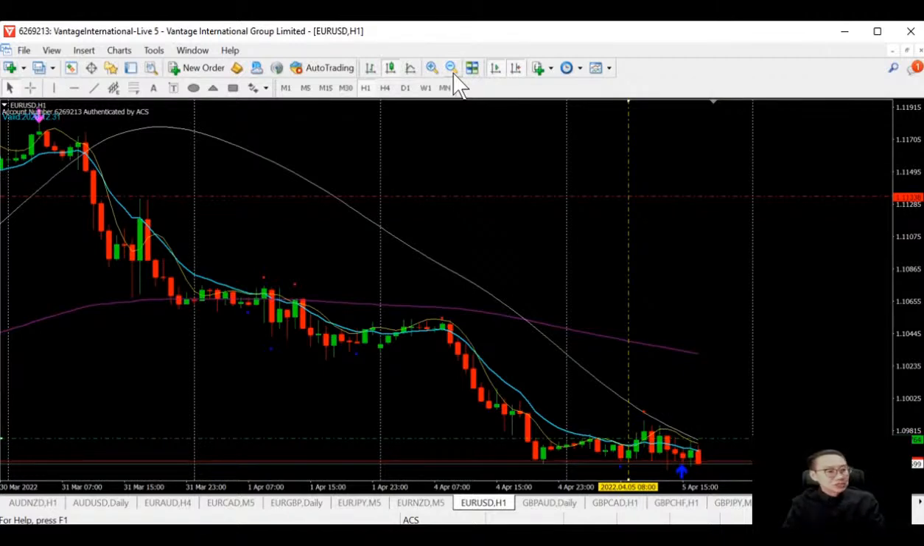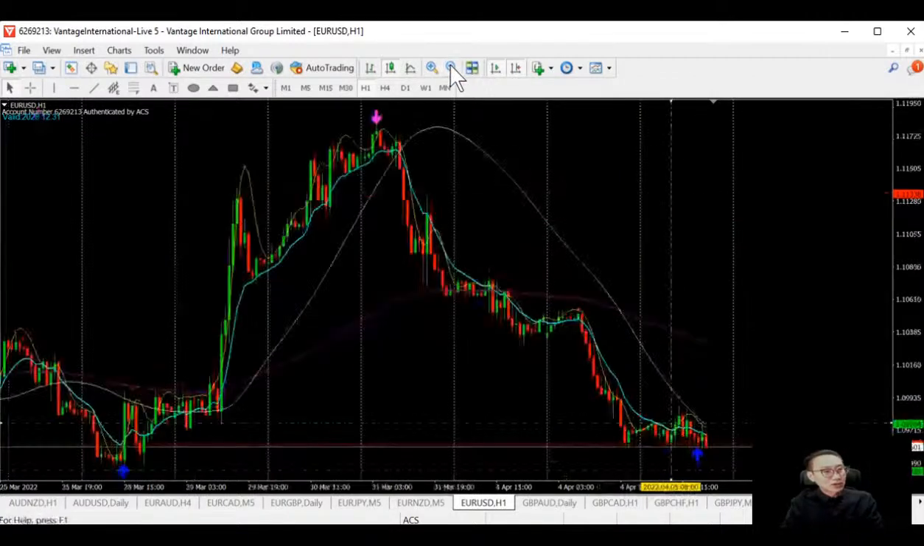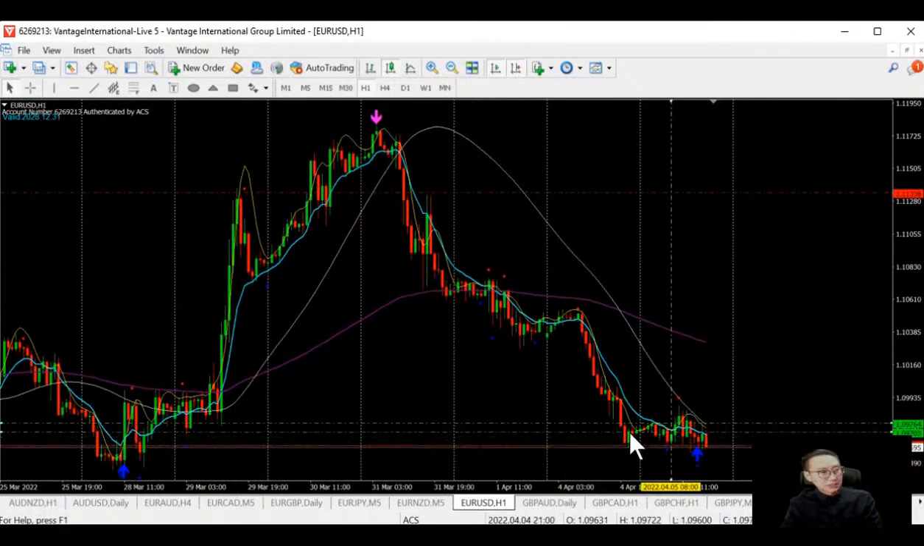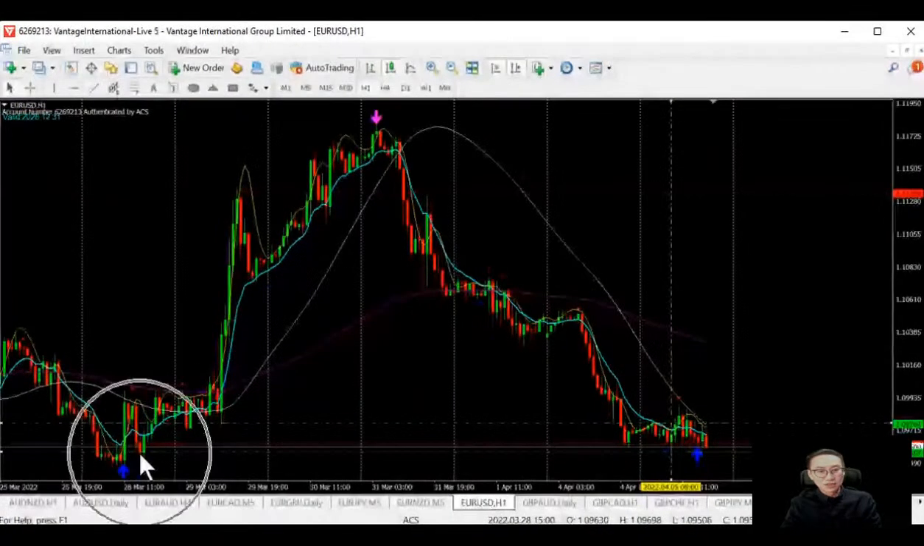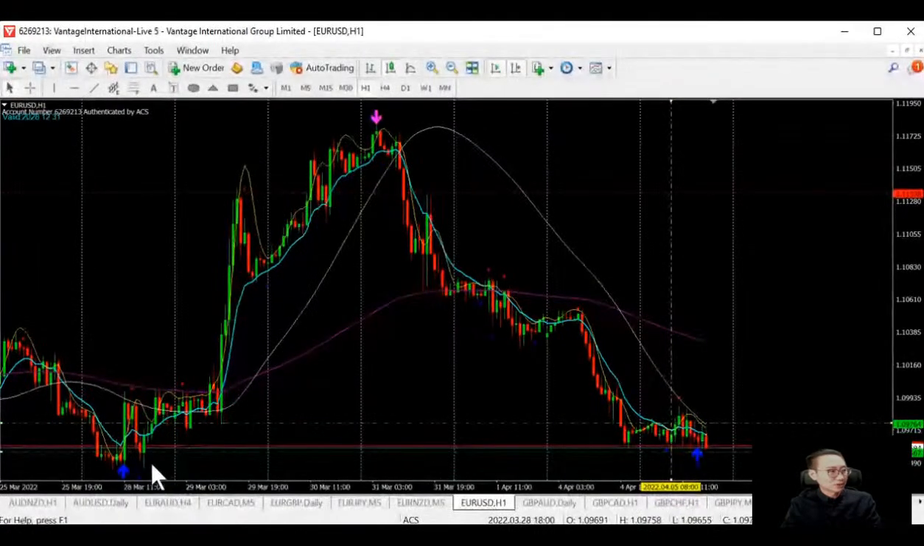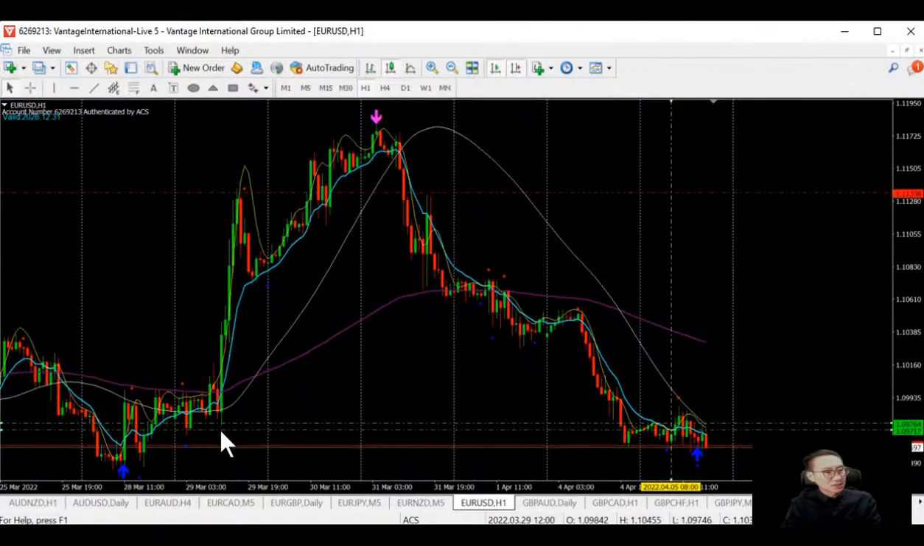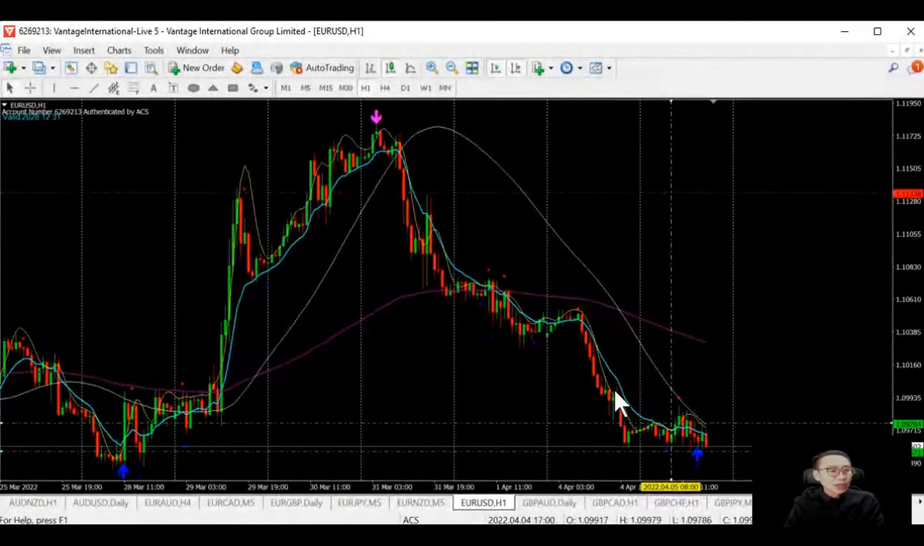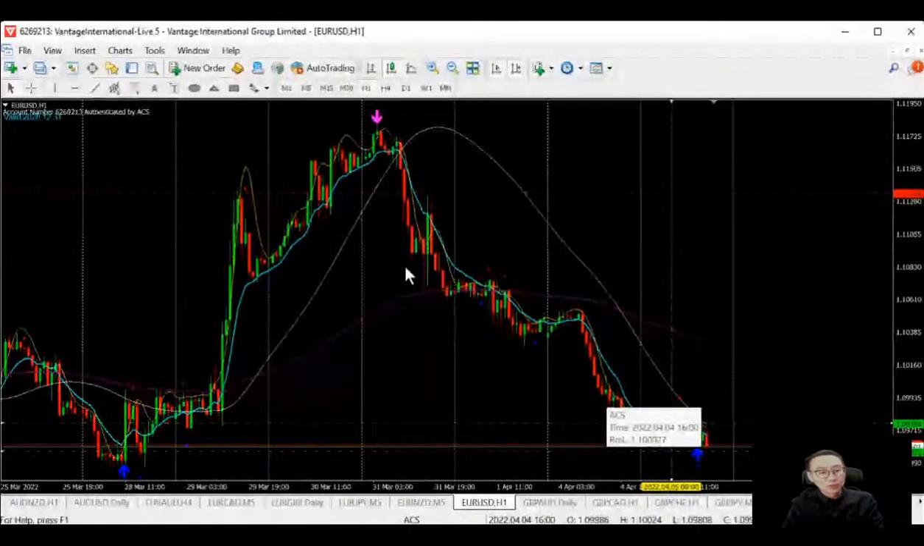Can you see in H1 over here? It's hitting on the support level. There's a support level over here, then a higher support over here, then another higher support over here. Using this in H1 will be the point I use to see whether it is breaking or not breaking.